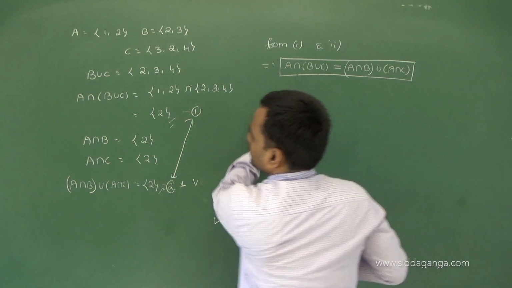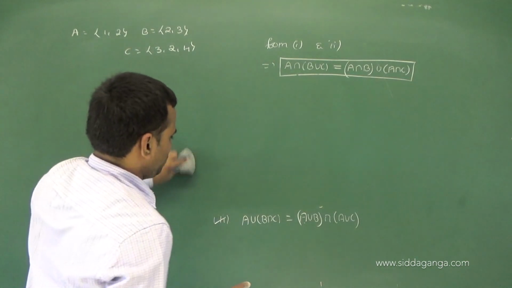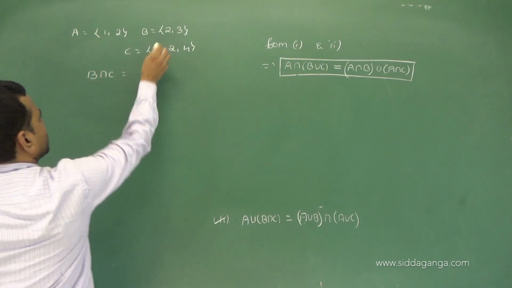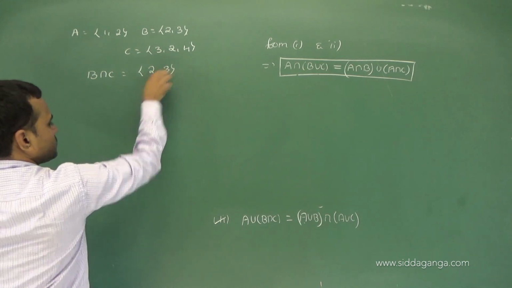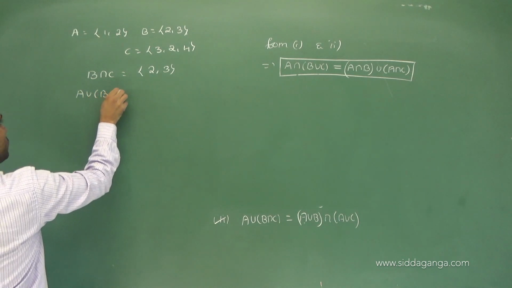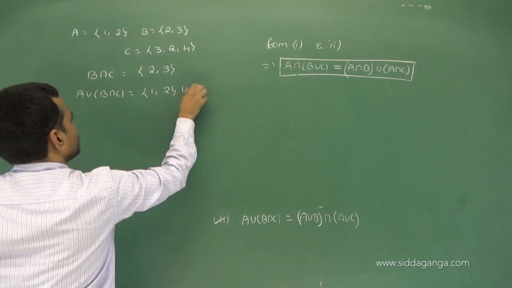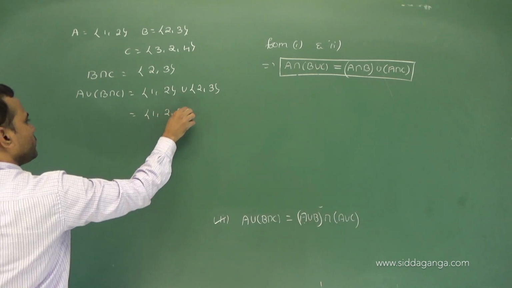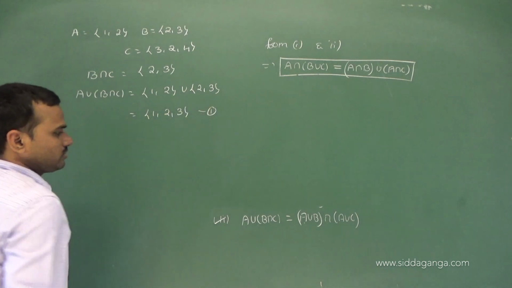Second one, for the same example. B intersection C, first I find B intersection C. Common elements are what? 2 is present, 3 is present. A union of B intersection C: {1, 2} union {2, 3} is {1, 2, 3}. Call it as 1.